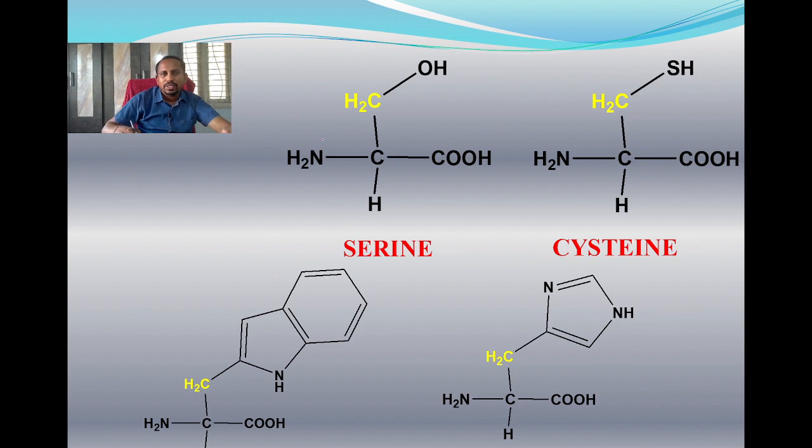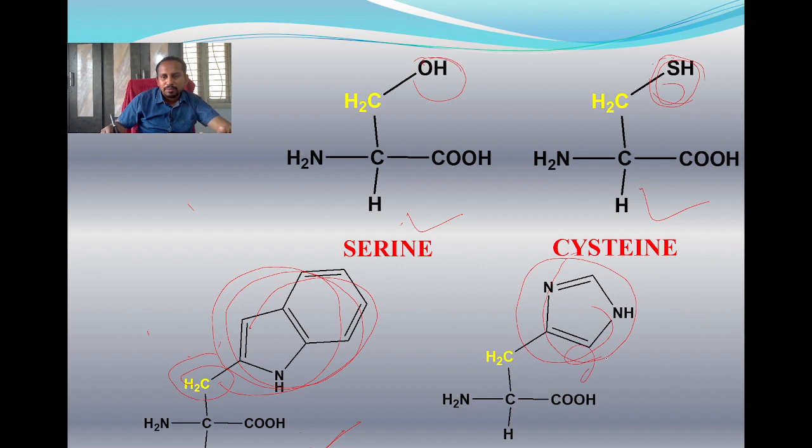Similarly, if here only CH2 is there, and CH2 is directly attached to OH, then this will be serine. If this CH2 attaches to SH, a thiol group, mercaptan group, the name of the amino acid will be cysteine. If this CH2 is connected to this indole group, the amino acid is tryptophan. If this CH2 is directly attached to this imidazole ring, the name of the amino acid is histidine.